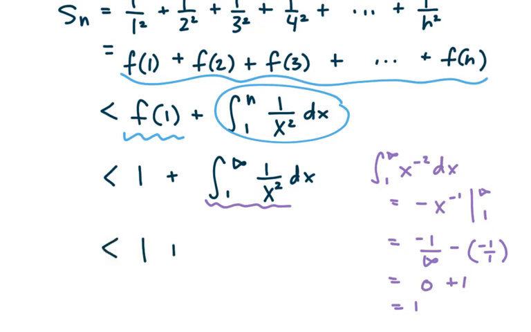So now I have 1 plus this improper integral, which is 1, and that is equal to 2. And so what I have done is I have created an upper bound that has a finite value. And so in this situation, remember S sub n was what was on the left, I have now said S sub n, the nth partial sum of any series, is going to be less than 2. It's bounded above by 2, so therefore it converges.